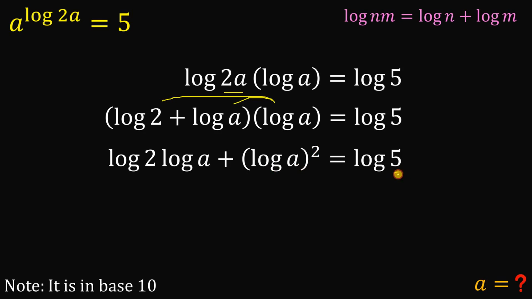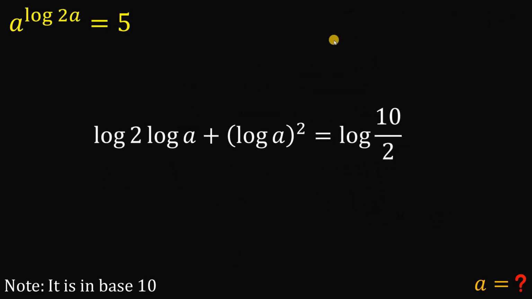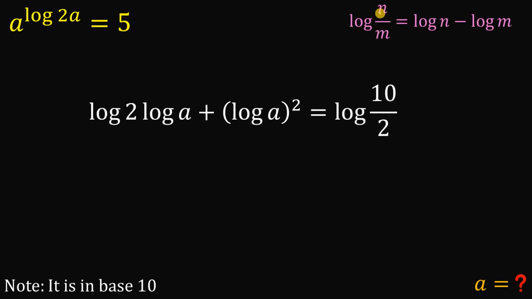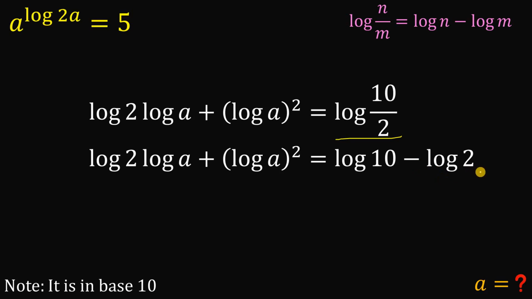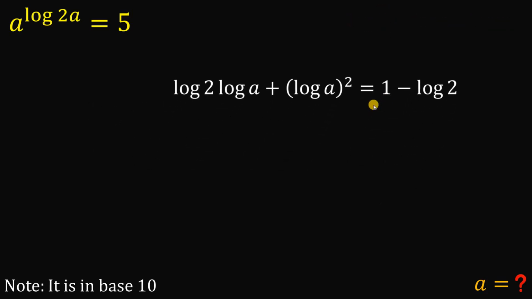Now, this 5 right over here, what we're going to do is to use this 5 and rewrite this as 10 over 2. Because since it is in base 10, logarithm of 10 is just equal to 1. And also, we can use another identity, logarithm of n over m simply equals logarithm of n minus logarithm of m. So we can rewrite the right-hand side as logarithm of 10 minus logarithm of 2. And we know this is just 1. Now, let's focus on this result.